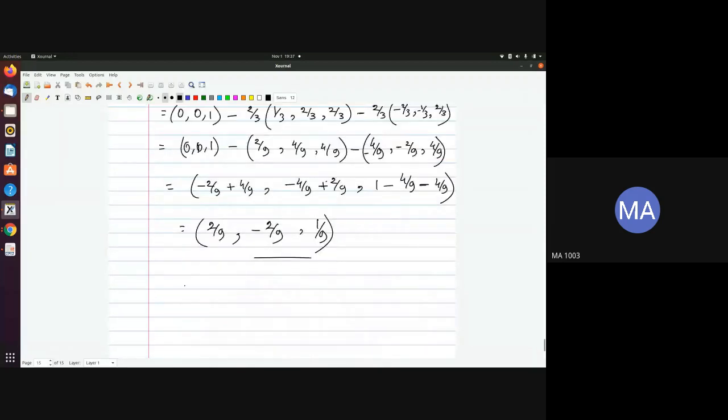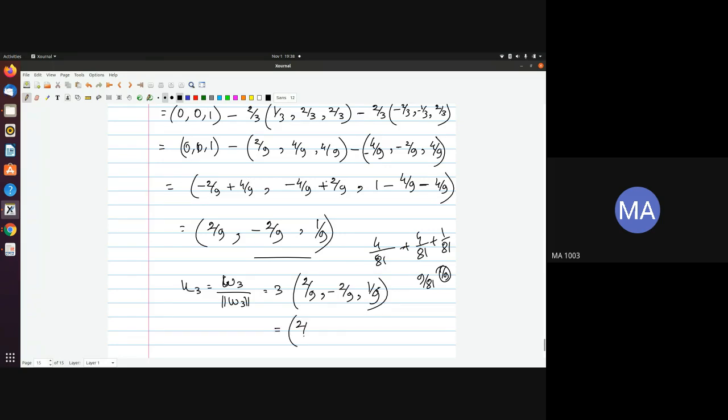So this is your W3, and U3 will be W3 by norm of W3. What is the norm? 4 by 81 plus 4 by 81 plus 1 by 81, which is 9 by 81, so 1 by 9, and the norm is 1 by 3. So it is 3 times W3: 2 by 9, minus 2 by 9, 1 by 9. So U3 is 2 by 3, minus 2 by 3, 1 by 3.